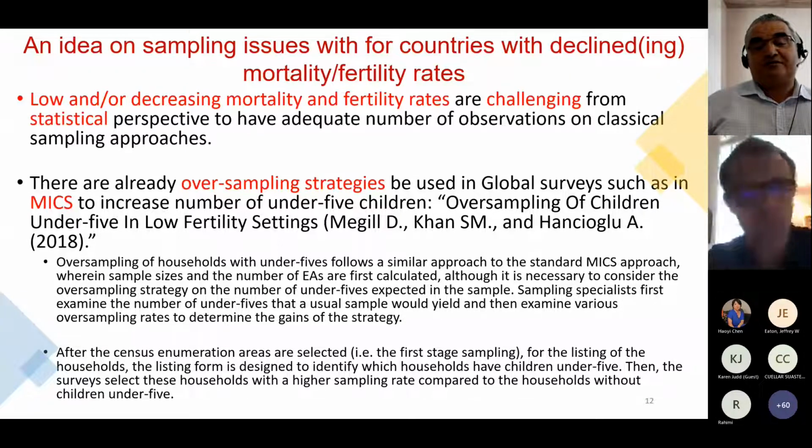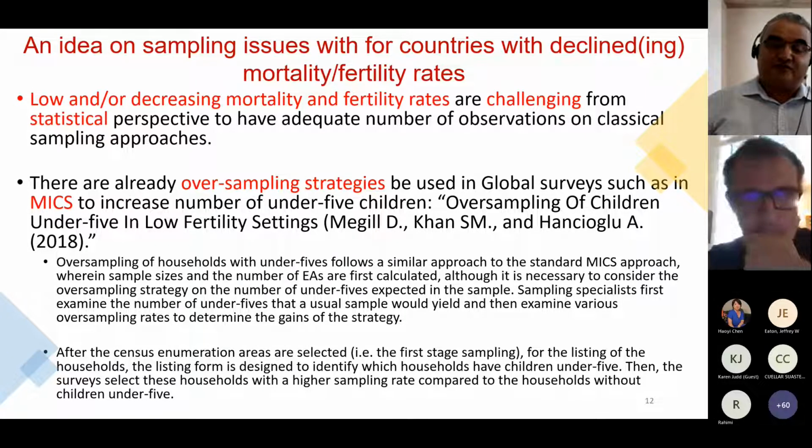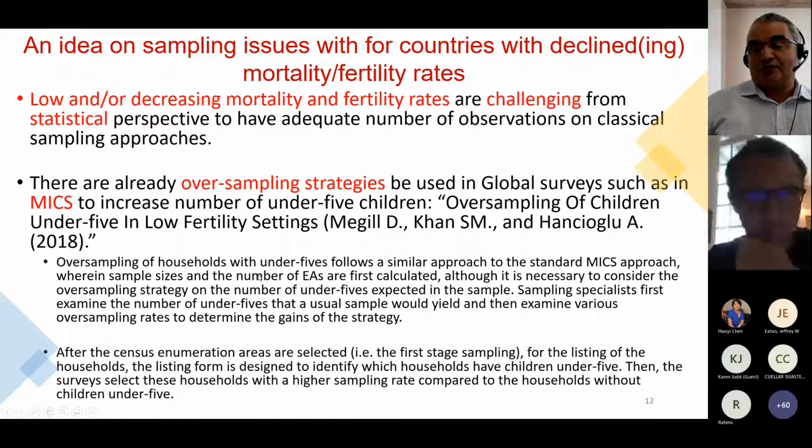So how do they do this? They have some EA level information so that they can determine during the listing whether the household has under 5 children or not. Then we give a higher chance of being selected to such households. And afterwards, we adjust by recalculating the weights.